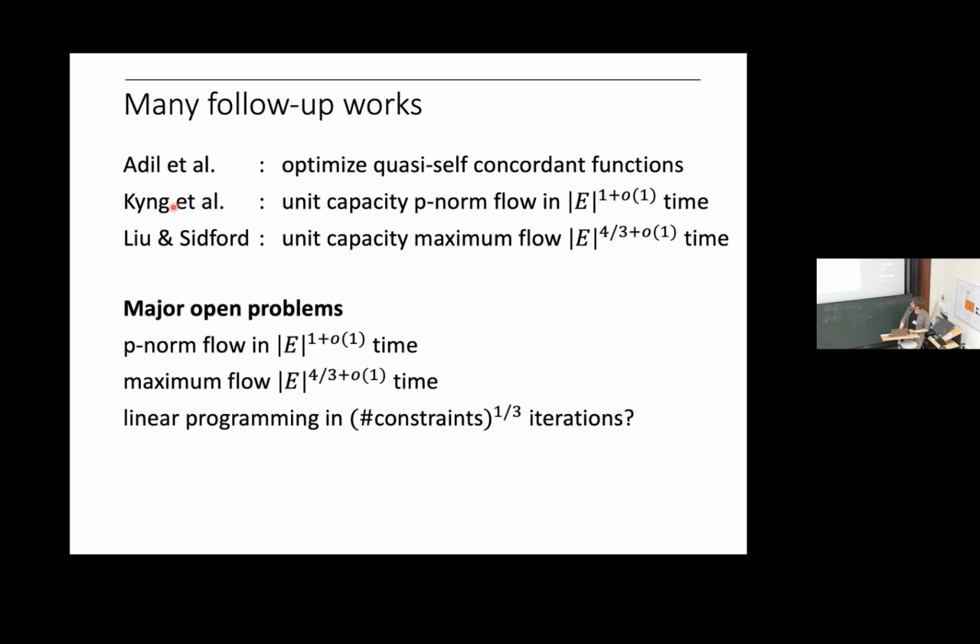Then we had a paper on using this to do unit capacity p-norm flow in number of edges power 1 plus little o(1) time. And this is what Aaron Sidford and Yang Liu relied on, I guess also Tarun Kathuria, in order to get unit capacity maximum flow by doing an interior point method whose steps use this algorithm. And then they got maximum flow in unit capacities, number of edges power 4/3 plus little o(1) time.